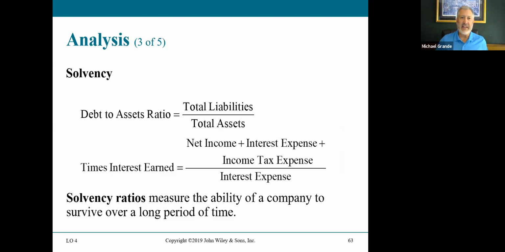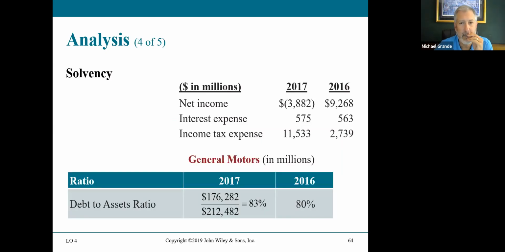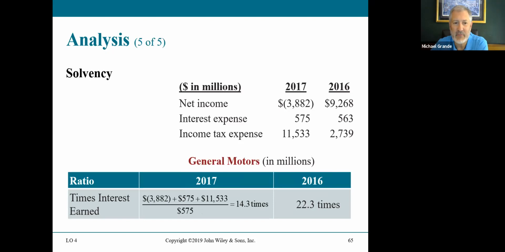Solvency ratio, debt to assets ratio is the most important one. Total liabilities divided by total assets. And you can see here that their total liabilities divided by total assets is increasing. Not by much, but it's going the wrong way. Ideally, you want to see that go down, but it's going up. Times interest earned.